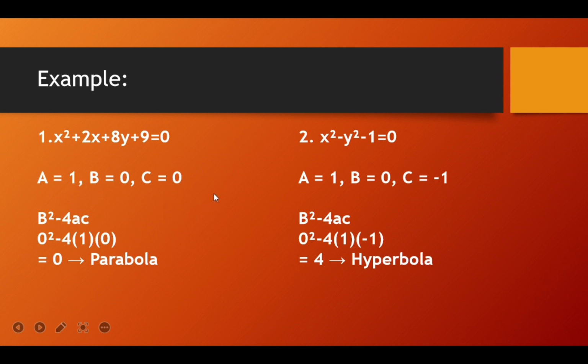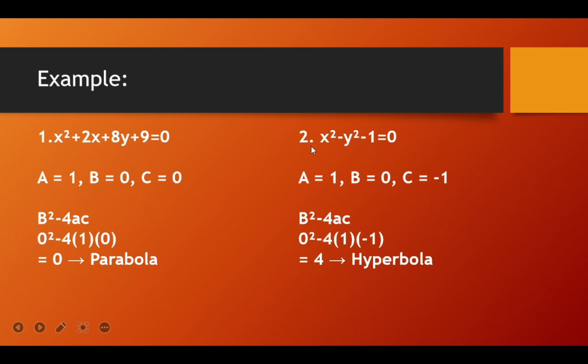We substitute into the conic discriminant, which is b squared minus 4ac. So b is equal to 0, so we have 0 squared minus 4 times a, which is 1, and c, which is 0. So negative 4 times 1 times 0 is equal to 0. Since our discriminant is equal to 0, then it is a parabola.